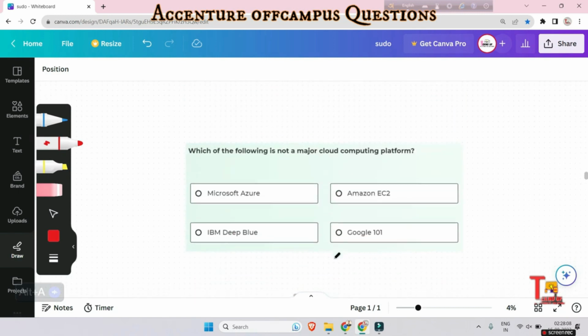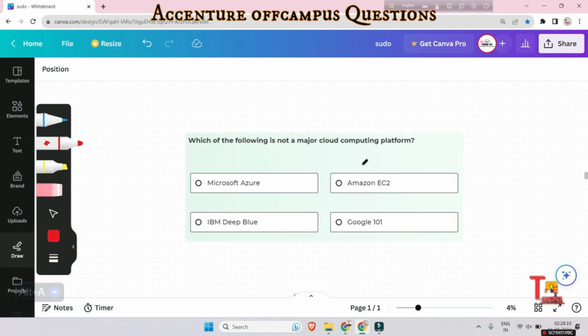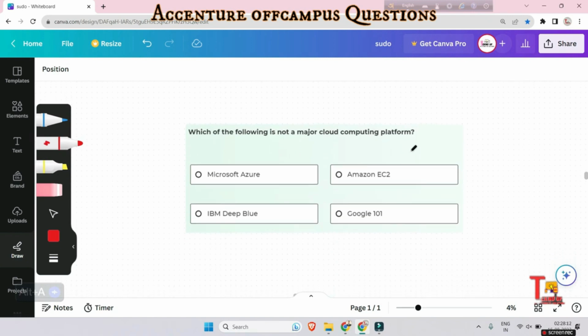So the next question is, which of the following is not a major cloud computing platform? This is very easy. I don't have to answer, I think. You pause the video and solve the problem. Microsoft Azure, Amazon EC2, Google, or IBM Deep Blue? Okay, I'm not wasting time. The answer will be IBM Deep Blue.